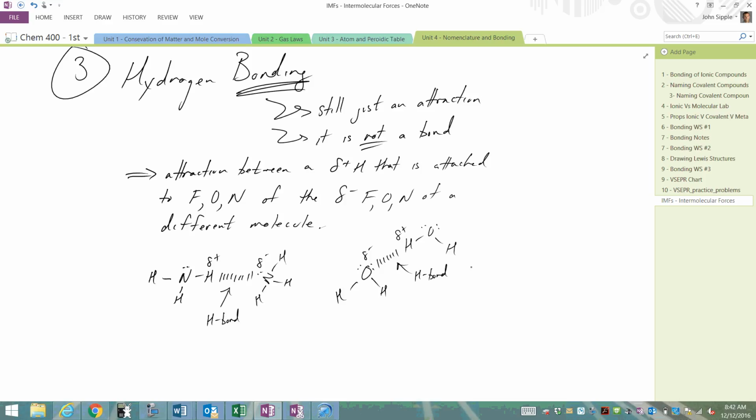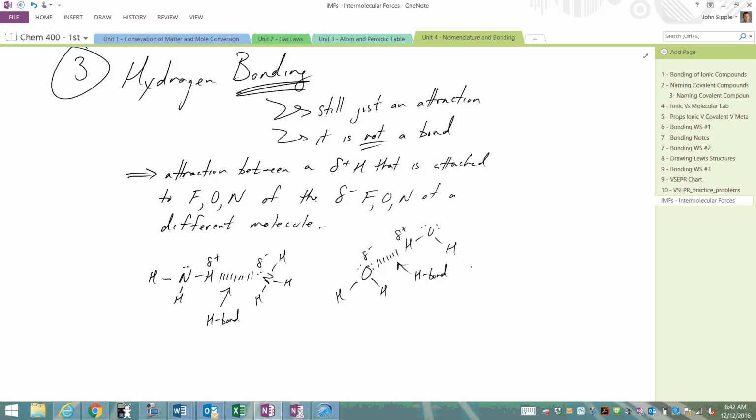So just because you see hydrogen in a molecule does not mean that it can do hydrogen bonding. Okay? Gasoline cannot do hydrogen bonding. What's up? Is the oxygen partial negative because it takes the electron from the hydrogens?